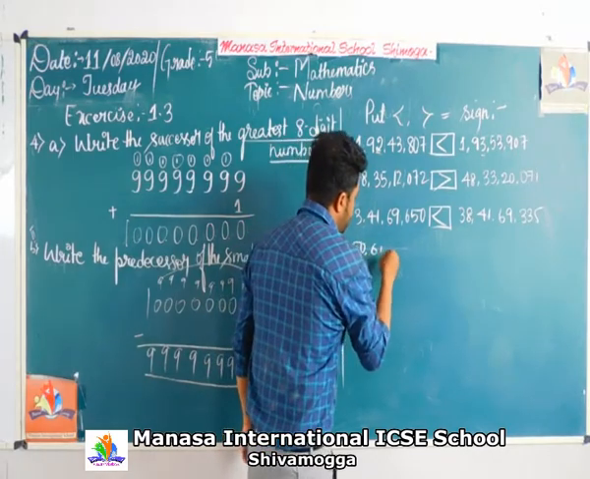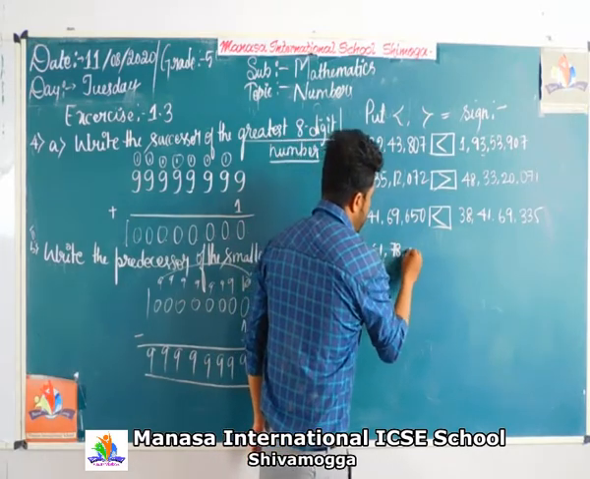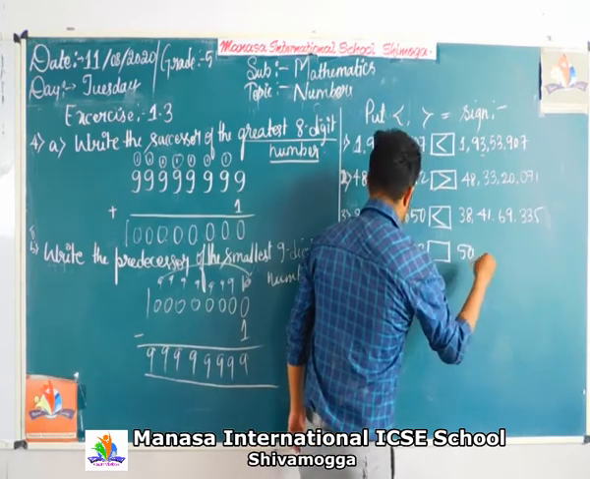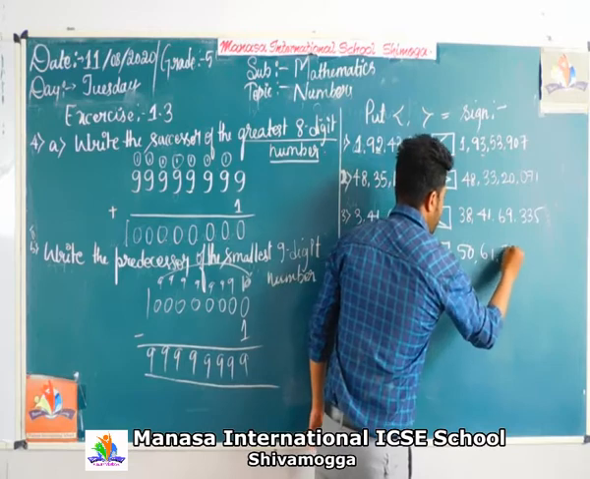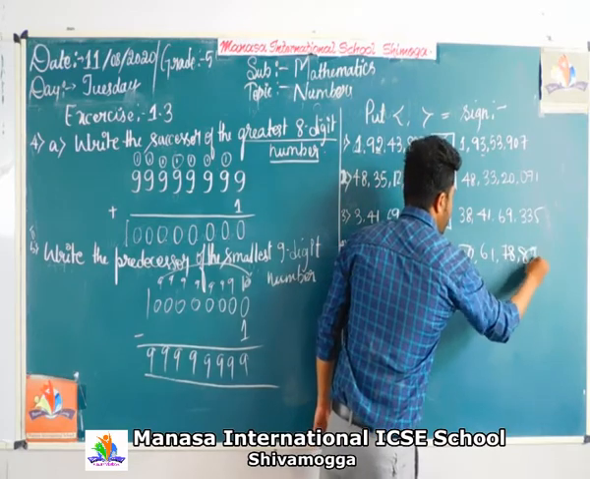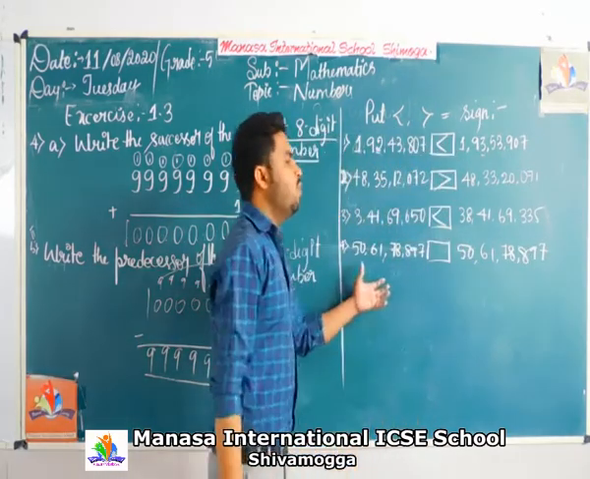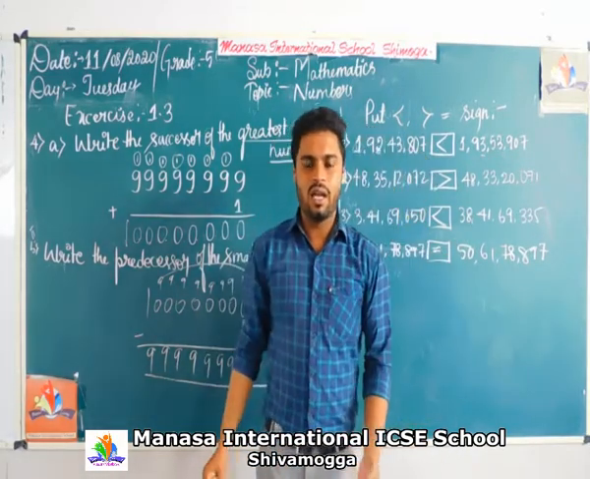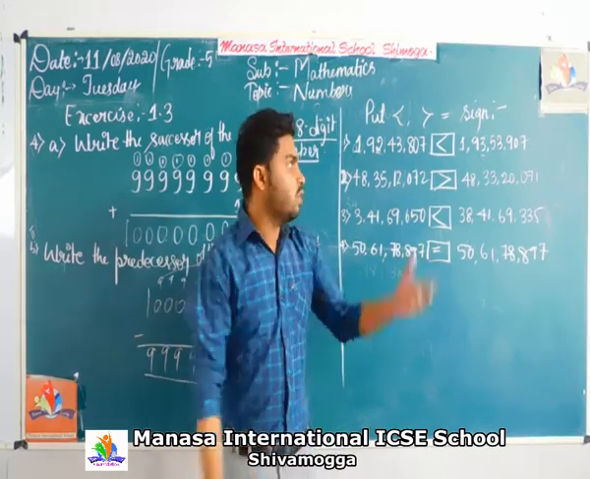50, 61, 78, 807. So 50, 61, 78, 897. See, these two numbers are equal, hence we are going to write the equal sign. So this is about the fourth and the fifth main.